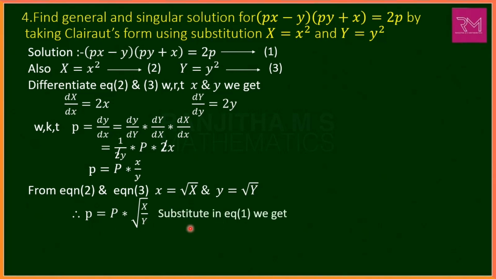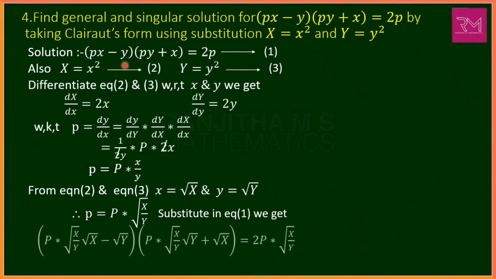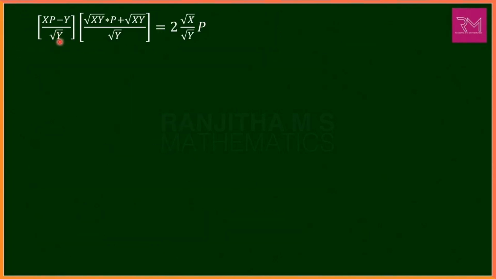Next step, we have to substitute this p value in equation 1. Here equation 1 is this. Substituting all these values, we get P√(x/y) into (√X - √Y·P√(x/y)) into (P√(x/y)·√Y + √X), which is equal to 2 into P√(x/y). Next step, here we have to take √y as LCM. Here √x into √x is x itself. Here also we take √y as LCM over here. We get (Px - y)/√y into √(xy)(P + 1)/√y, which is equal to 2 into, we can split √(x/y) as √x/√y, into P.